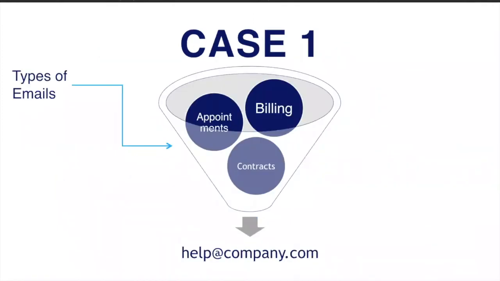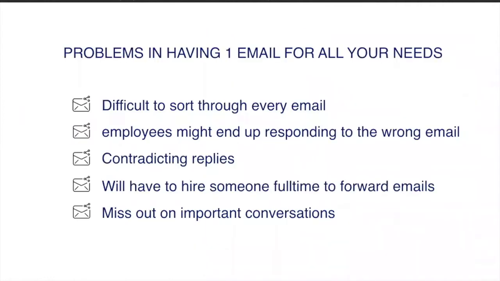So let's say there's a company with an email address, help@company.com. And as you can see on my screen, in this funnel, there are emails related to appointments, billing, contracts. All of them are being received in one single inbox, help@company.com. And you could receive various kinds of emails related to their niche, but this brings a lot of problems with it. I can only imagine how difficult it must be for the team to sort through every email so that a particular employee can take care of emails that fall under his or her purview or department.